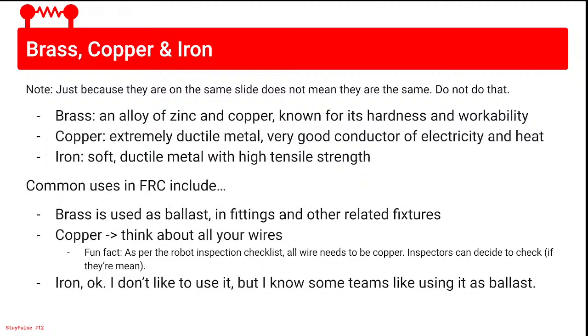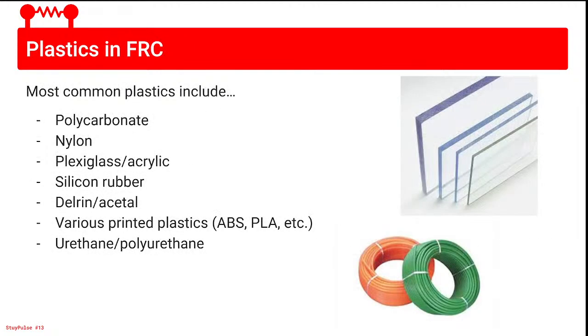And finally, iron. I don't like using it. I've never used it. I was told to mention it by the same robot inspector, but teams do use it as ballast again. I think that if you're going to use iron, you might as well use brass or steel. Brass is easier to work with. Steel is a little bit denser. So, yeah, those are the less common materials. If you want to mention titanium, that's a thing, but I'm not going to talk about titanium.